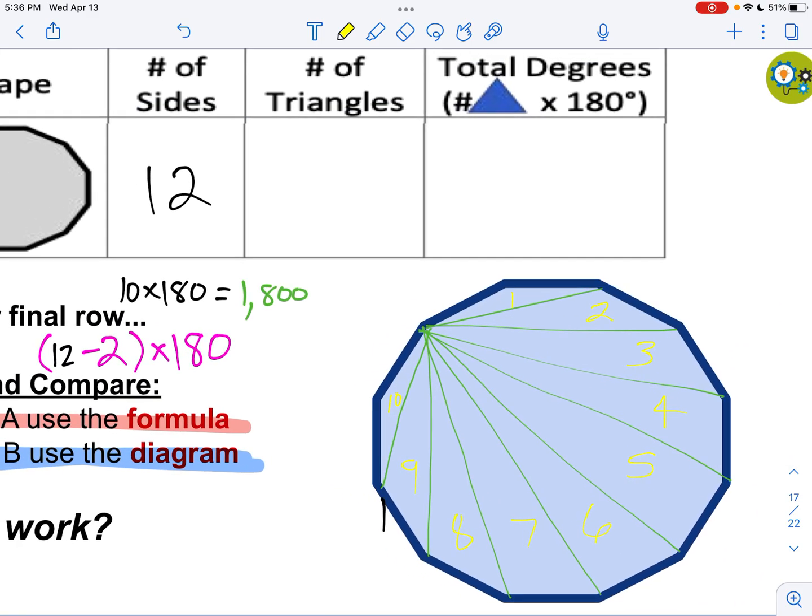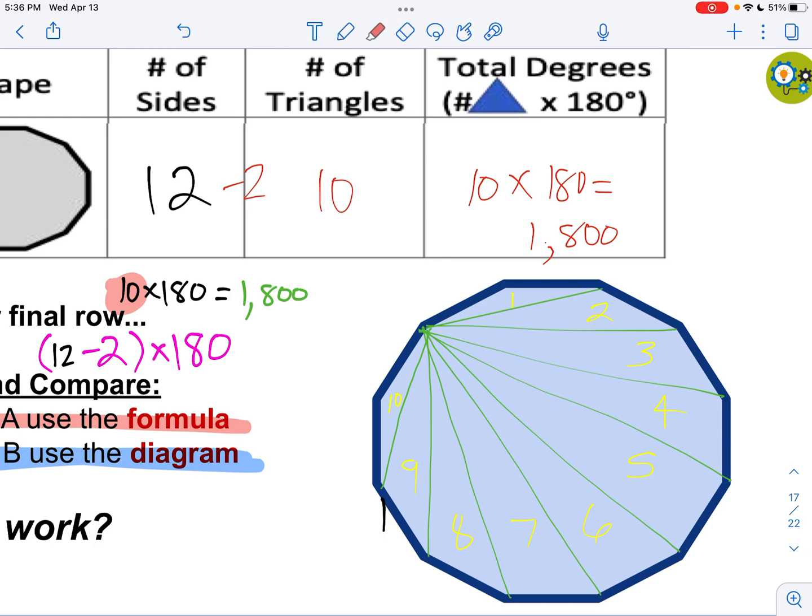That's where that 10 comes from. The number of sides minus 2 gets us to 10 triangles, and we still get 10 times 180, which is 1,800.